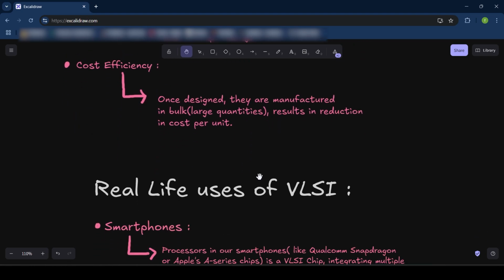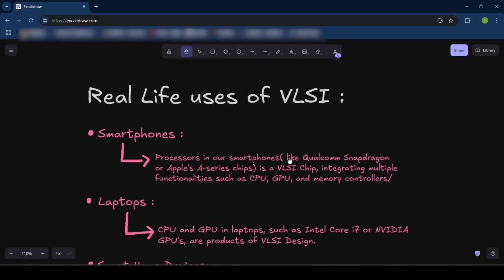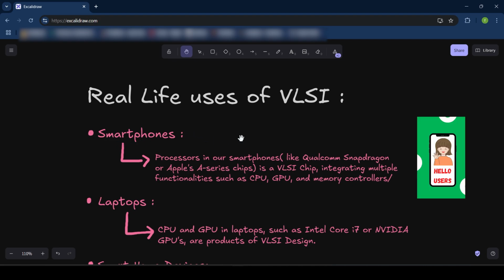Now let's see the real life uses of VLSI. As I told you earlier, we have smartphones, and in smartphones we have processors like Qualcomm Snapdragon or Apple's A series chips. These are VLSI chips only, and they integrate multiple functionalities, as we have CPU, GPU, or memory controllers.